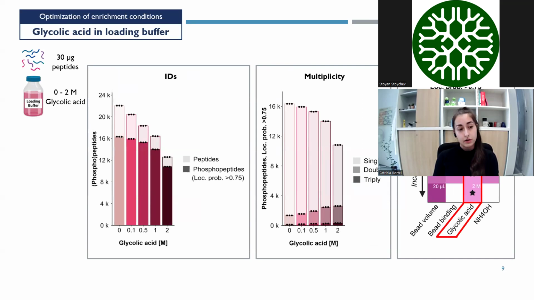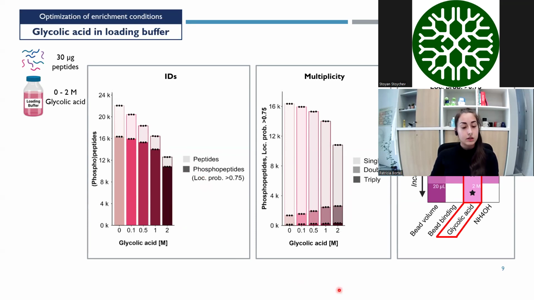So then we also wanted to have a look at the glycolic acid in the loading buffer. So as I explained in the introduction, glycolic acid can be used as a competitive non-phosphopeptide binder. And in our experiment, we definitely saw that it has this function. So when we tested increasing molarities of glycolic acid in the loading buffer, we observed that the phosphopeptide IDs started to drop, but the enrichment efficiency, so the ratio of the non-phosphorylated to the phosphorylated peptides, got better, which means that in very high concentrations, glycolic acid does not only compete with non-phosphorylated peptides, but also with phosphorylated peptides.